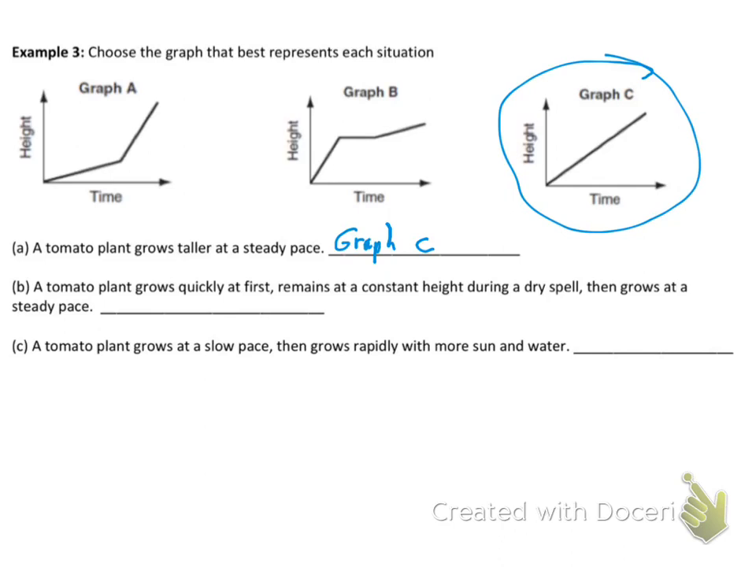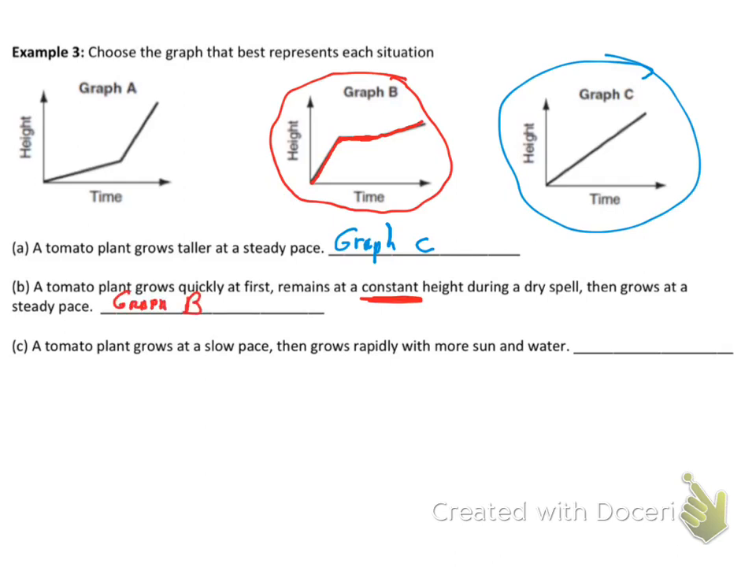All right, and then B is saying a tomato plant grows quickly at first and then remains at a constant, keyword there, remains at a constant height during a dry spell, and then grows at a steady pace, so at a little slower of a pace. So which one of your graphs has a constant to it? Well, that's graph B. And if you'll notice what's going on, it's growing really high, really fast, and then it has a dry spell where it doesn't grow at all, and then it just starts growing at a regular, slower pace. All right, so that's going to be graph B.